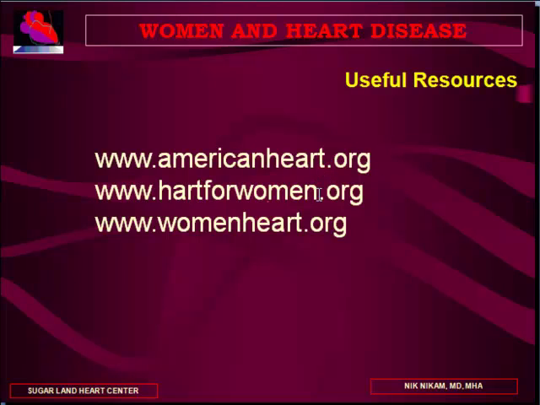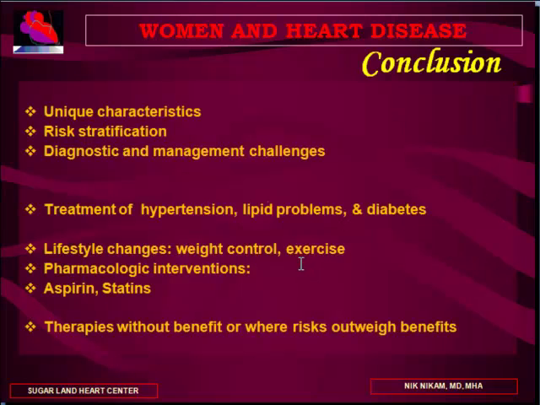Here are some useful resources: AmericanHeart.org, HeartForWomen.org, or WomenHeart.org. In conclusion, heart disease is the number one killer among women. More women die from heart disease compared to many other conditions such as cancer, stroke, or kidney problems, and similar to those in men.